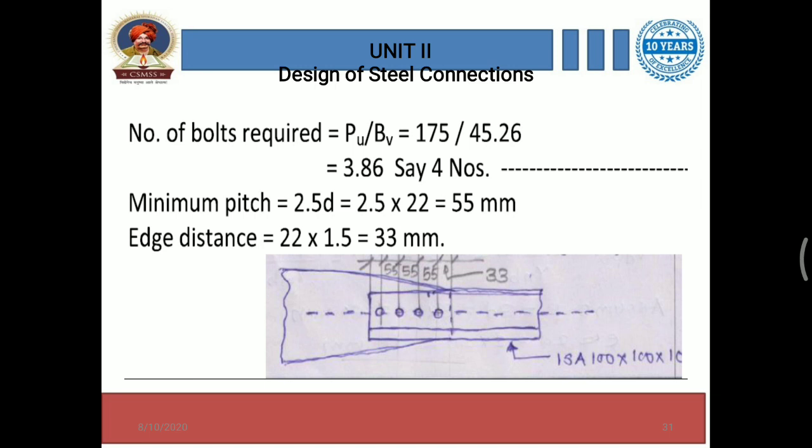Always take a round figure here, because the number of bolts will never be in decimals. Okay, that is common sense. Just take the higher number from the digits that come. Okay, 3.86 will become 4, or 3 point something, you take the higher number, that is 4, for safe calculation. Then minimum pitch 2.5d and edge distance 1.5d0.